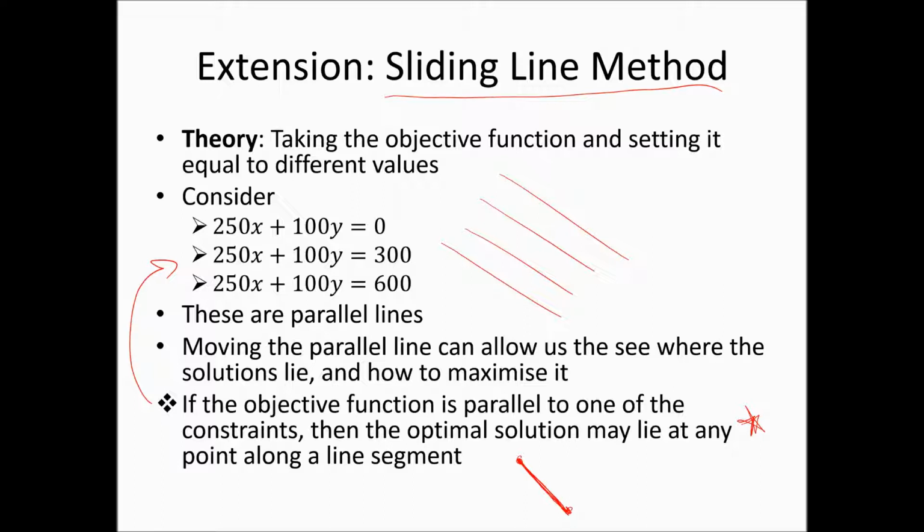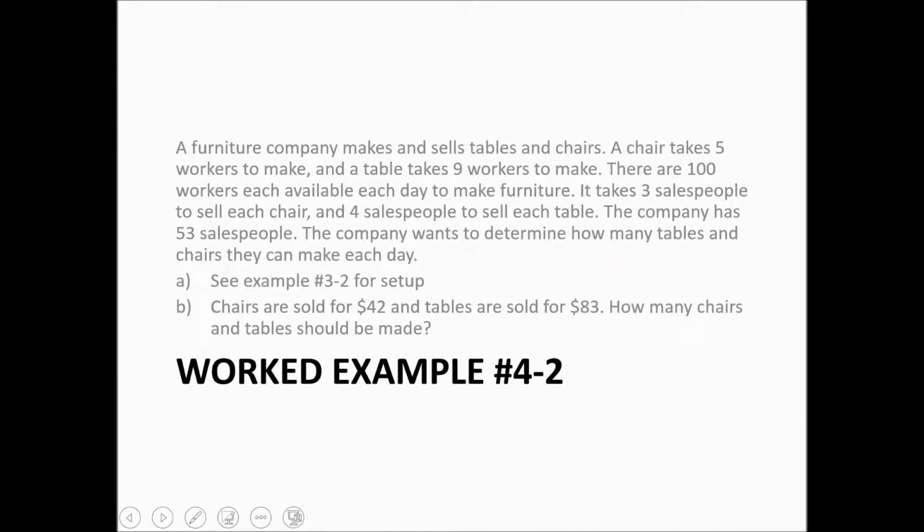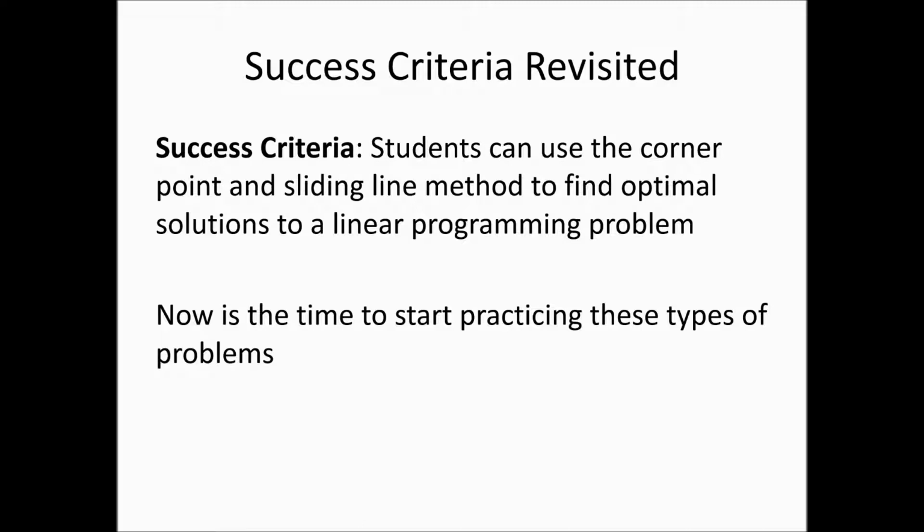So now we're at the two examples, example 1 and example 2. Have a look at these two examples, and then that's it. So you will have been successful if you can use the corner point method, and I'll just put this in brackets, the sliding point method is kind of optional, to find optimal solutions to a linear programming problem. It's time to start practicing, so I suggest you go ahead and do that now.